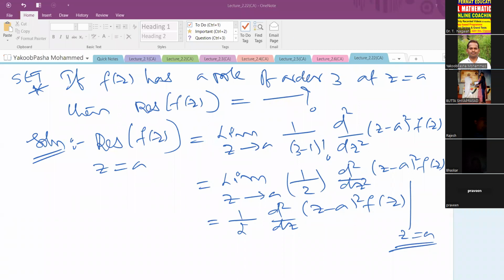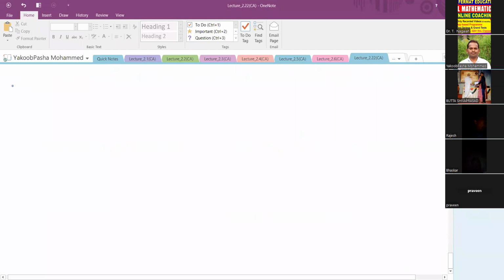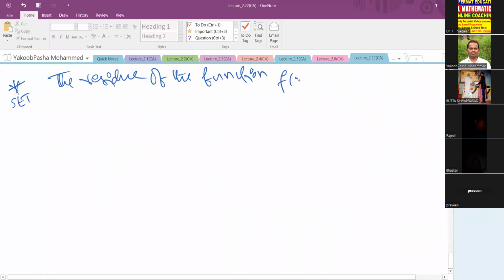So this is a direct question. Now I'm taking another problem from the set: the residue of the function f of z is equal to sin z divided by sin z anything whole cube.